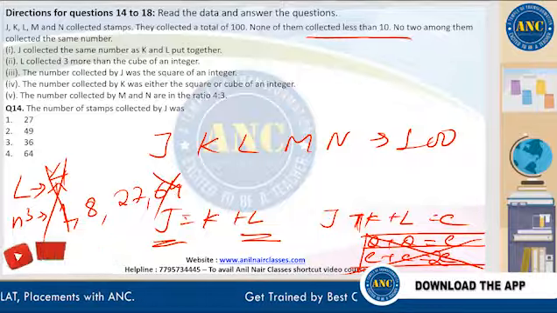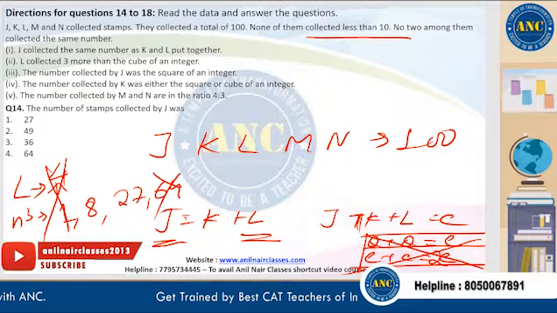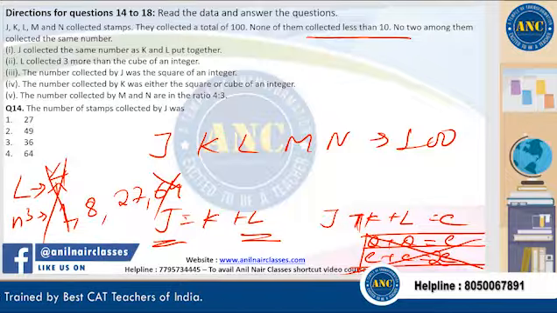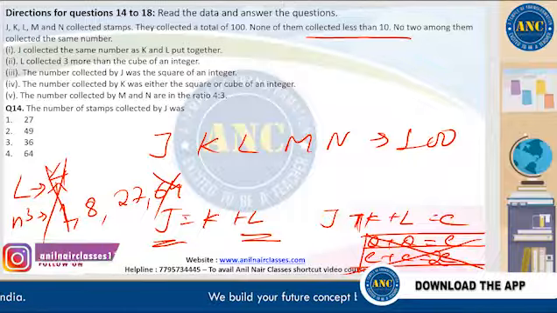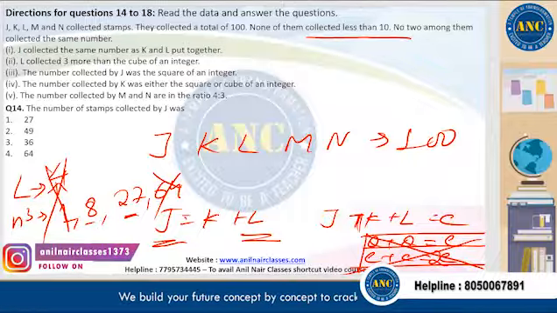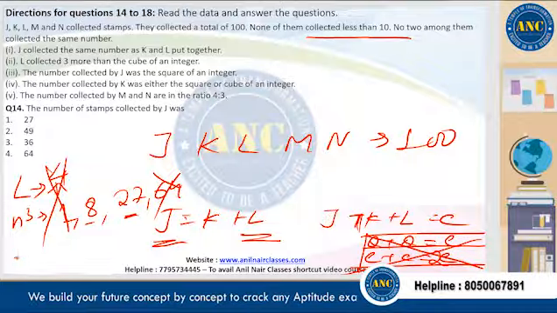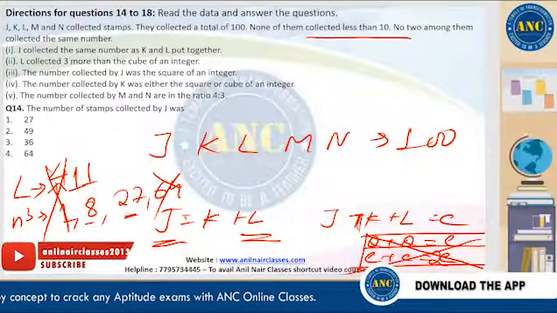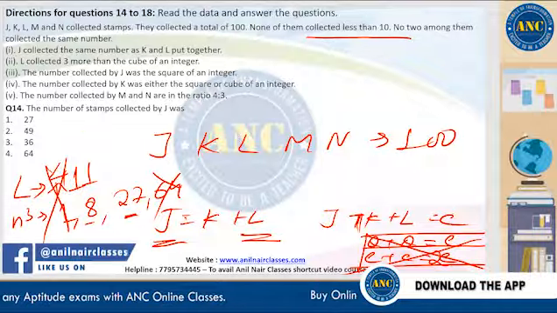The minimum number of stamps collected by each person, like I said, is going to be at least 10. That means we are letting only two cases, 8 and 27. Assuming we choose n cube to be 8, the L value would become 11. And assuming we took n cube as 27, the L value would become 30.